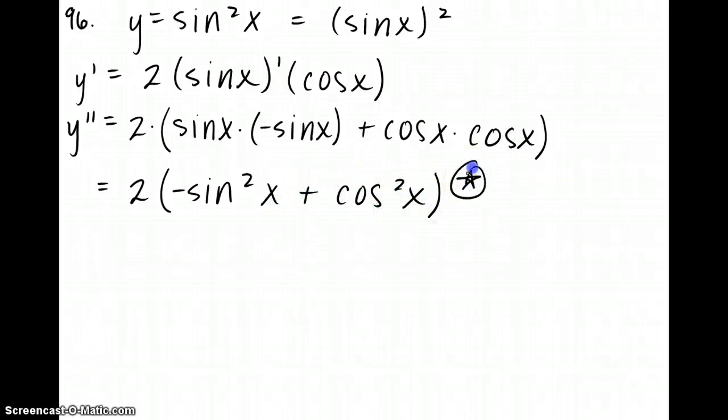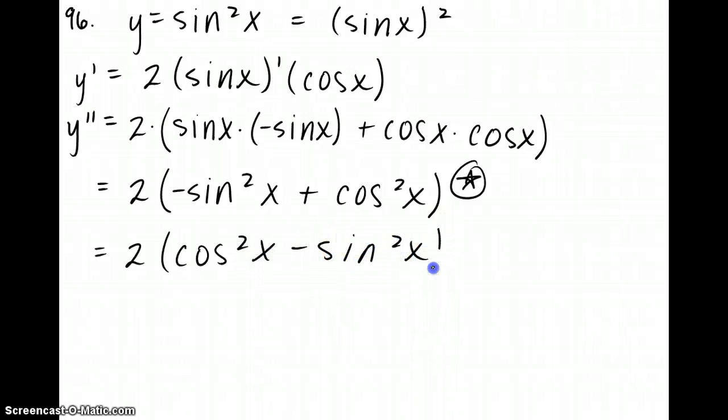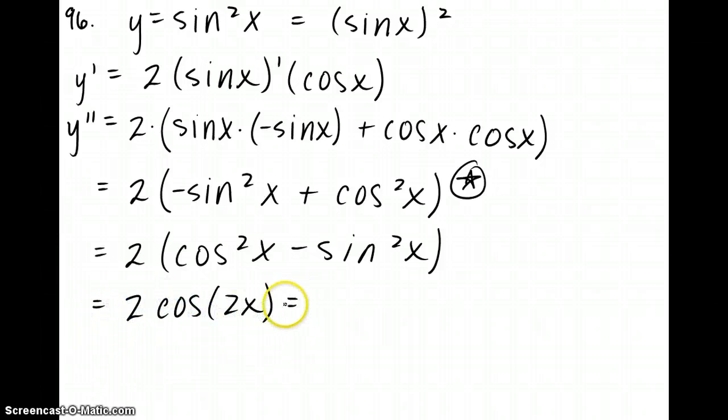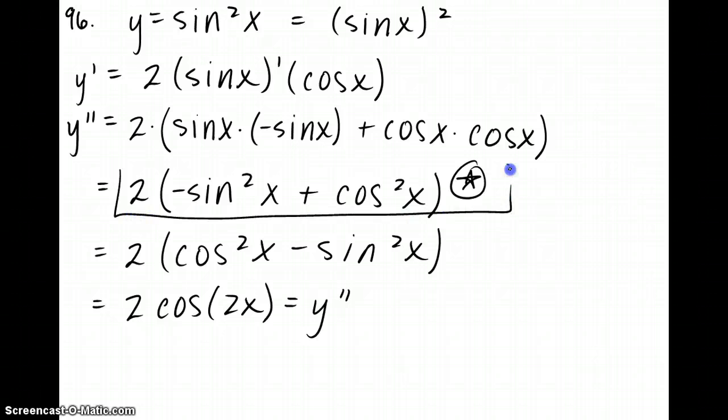I'm good with you stopping here, but we've seen this several times. If I rewrote this as cosine squared minus sine squared, that's our identity for cosine of 2x. Again, it's even. You wouldn't check it on CalcChat, but that would be the most correct answer, but you can stop there.